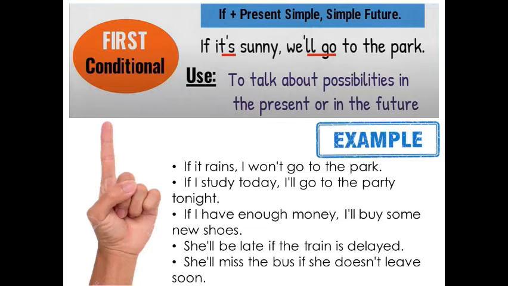First conditional. We form it by if plus present simple, comma, simple future. We use it to talk about possibilities in the present or in the future. For example, if I have enough money, I'll buy some new shoes. Or she'll be late if the train is delayed.